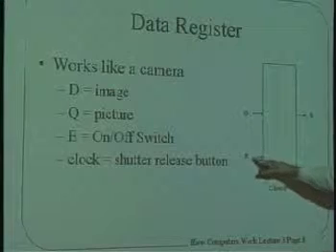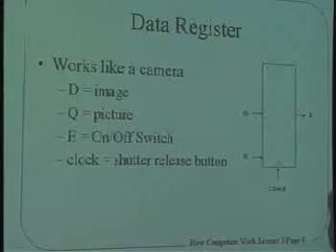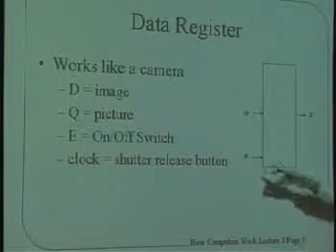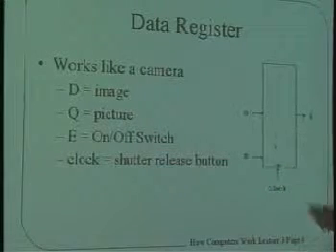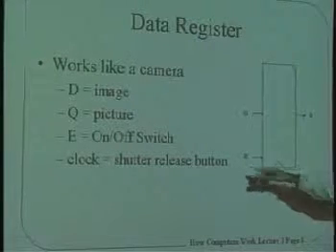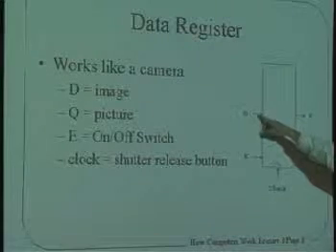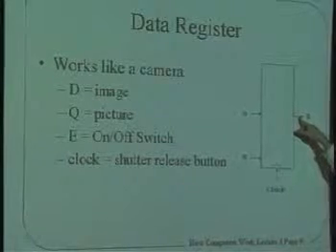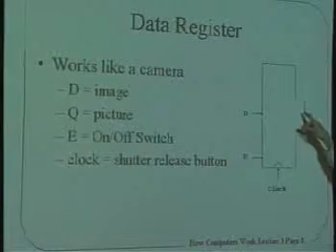If the enable, which is the on-off switch to the camera, is off, you can hit the shutter as many times as you want. Nothing will happen. Okay? On the other hand, if you turn the enable, which is the E input to a data register, on, then when the clock goes off, and the clock is like the shutter, the data register will take a picture of the data that is at the input and propagate it to the film that is the output. Okay, so every time the clock goes off, it takes a picture of D and makes Q be the same as D.